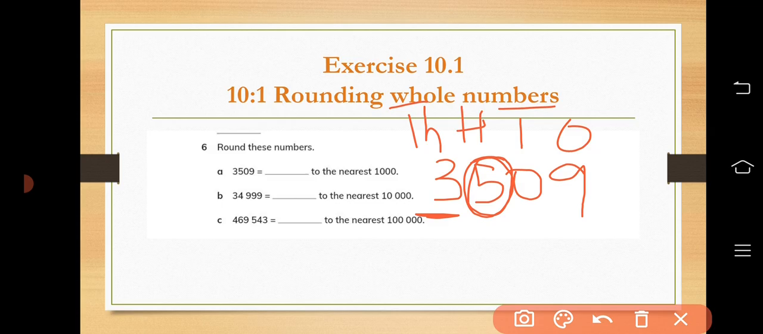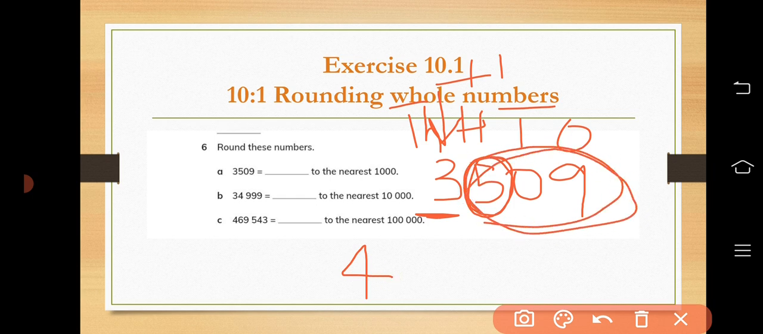So it means that you have to add 1 in this place where you have underlined the digit. So this 3 becomes 4 and all these numbers become 0. So the approximation answer is 4000.